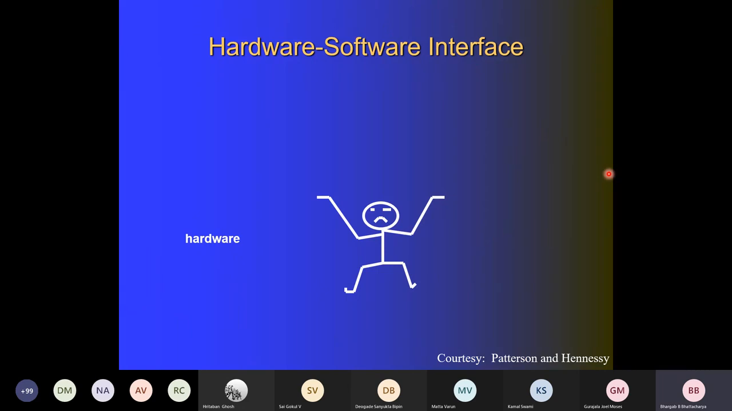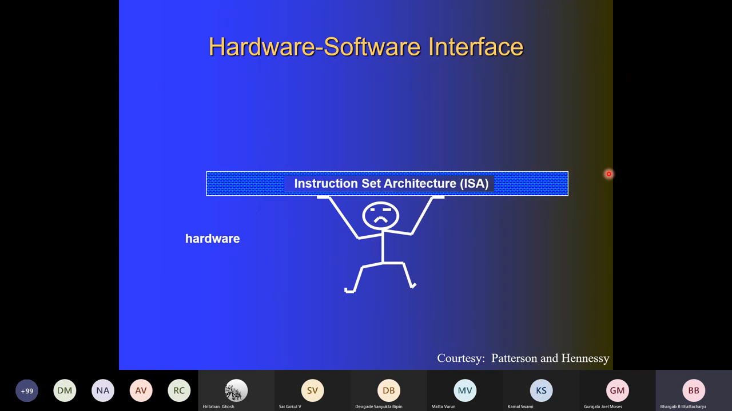This gentleman represents the strong. He has to be very strong because he represents the entire hardware structure. This hardware structure supports the platform which is called the instruction set architecture. So what is instruction set architecture? It's the collection of the assembly language instruction set supported by the hardware which you have already designed. And so this defines the hardware-software interface.